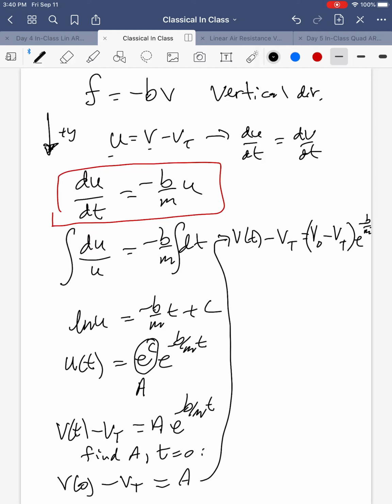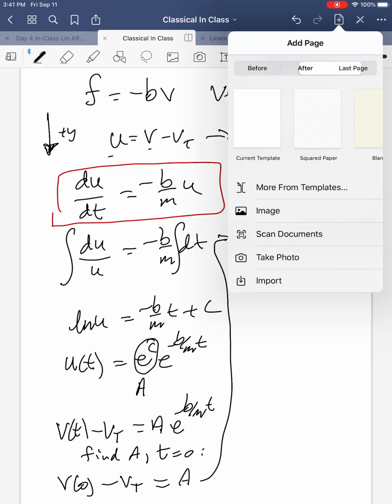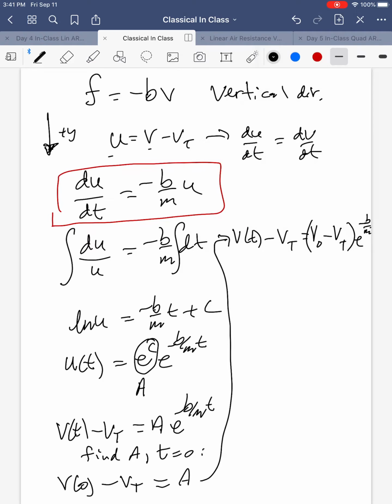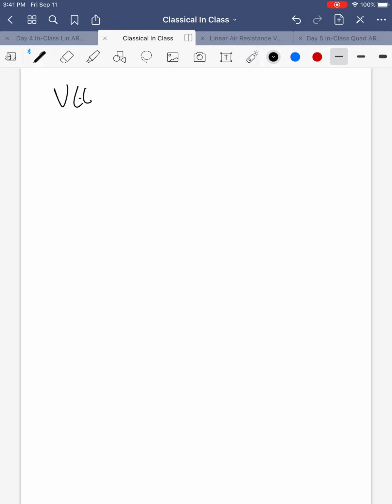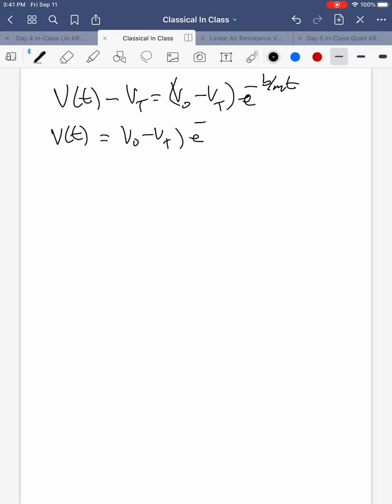Okay. So let's actually make a new page and write that so we can see it clearly. Right, so again, what we have is v of t minus v terminal equals v naught minus v terminal, quantity, times the e to the minus b over m t. Okay, so now let's clean this up a little bit. We'll put the v of t on one side. So it's v naught minus v terminal, e to the minus b over m t, plus v terminal.